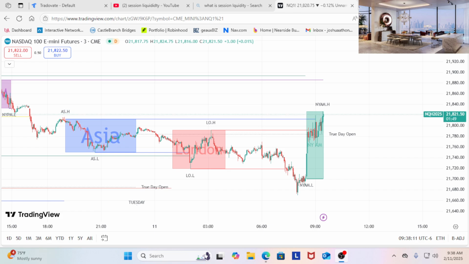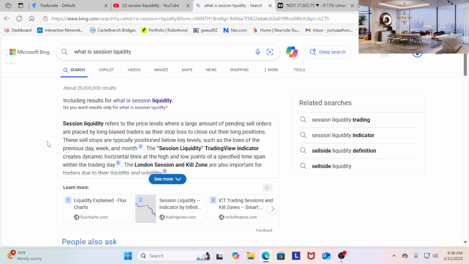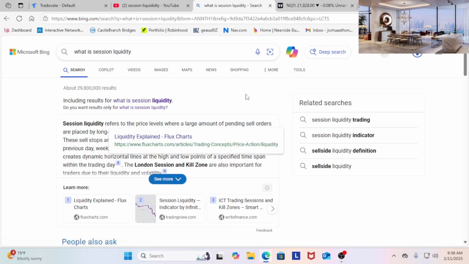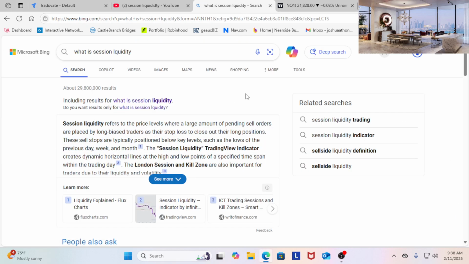Okay, let's dive right into it. Stock market session liquidity. What is it? So let's define it first. Session liquidity refers to the price levels where a large amount of pending sell orders are placed by long biased traders as their stop loss to close out their long positions.